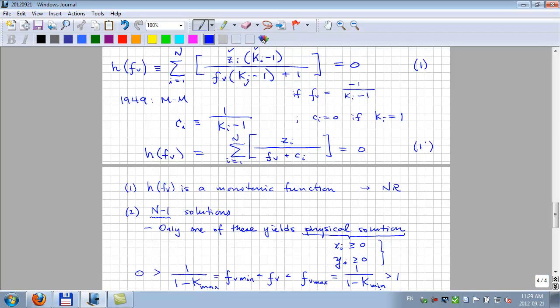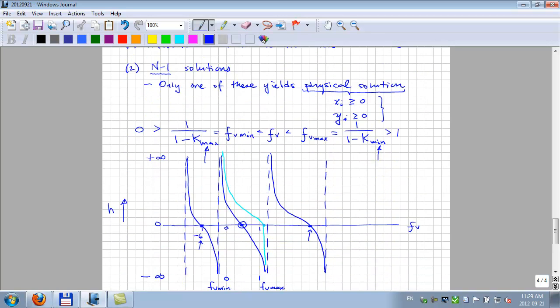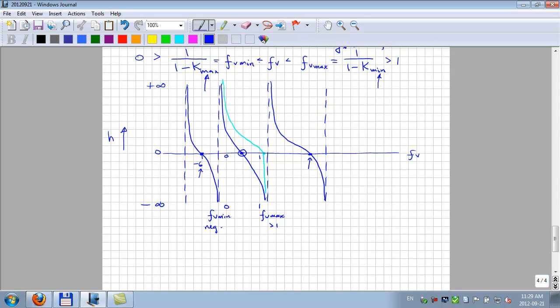Well, when we solve the problem, we never want to use f of v less than the minimum. But if you did it just to study and understand the general, unconstrained function, then you would see that it looks like this. But for practical purposes, we only want to look between here and here. So when you actually do the solution, you limit yourself to that. But if we're just studying the function itself, it has multiple solutions.